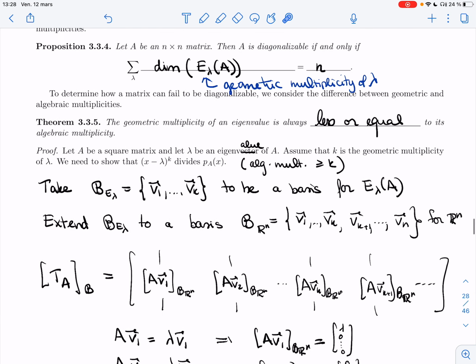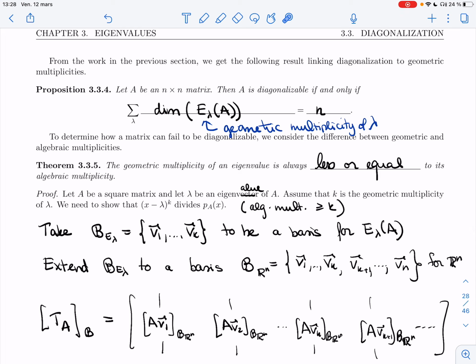Good. So at this point, we have found that the algebraic multiplicity is bigger than or equal to the geometric one.